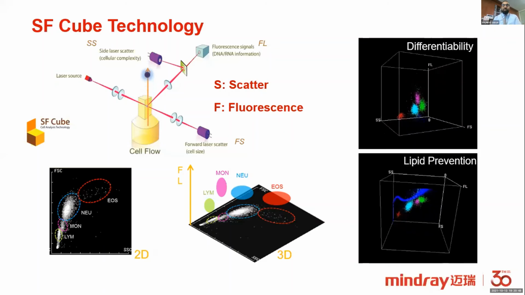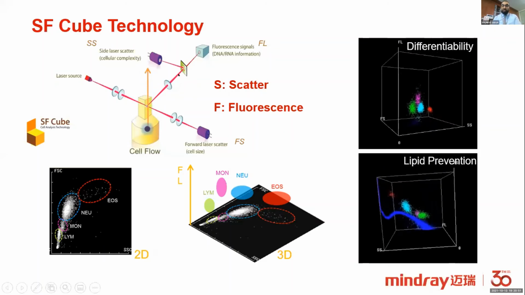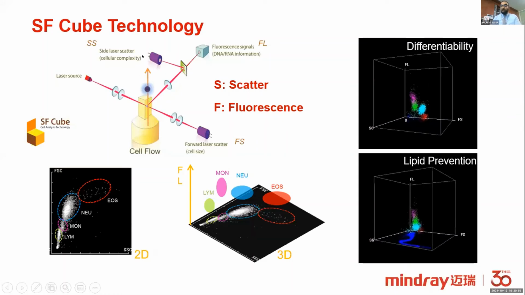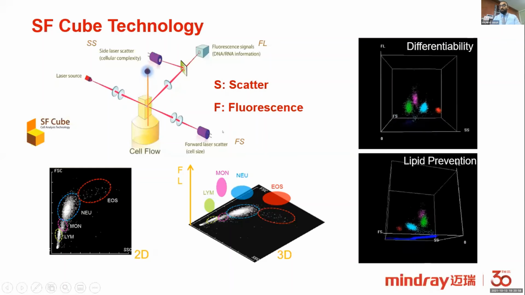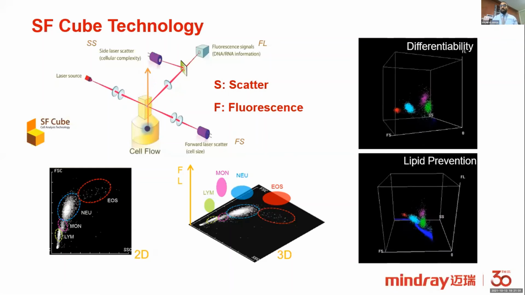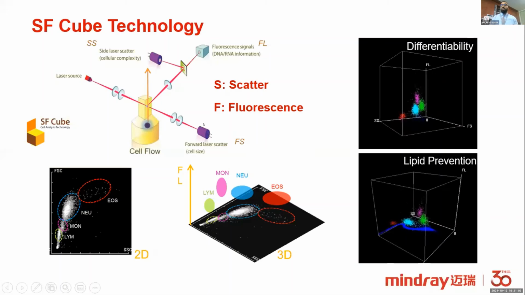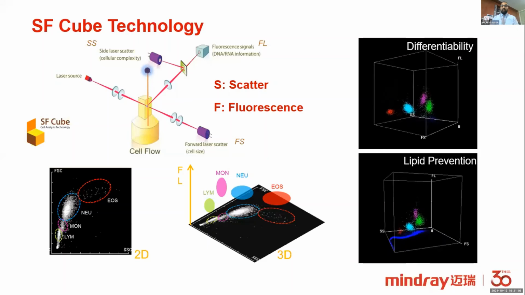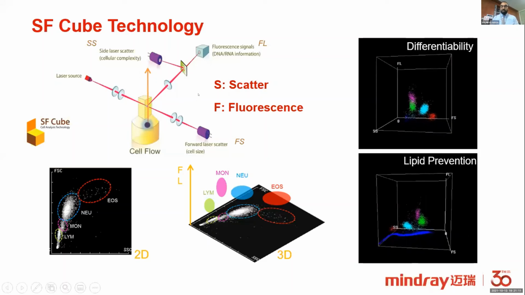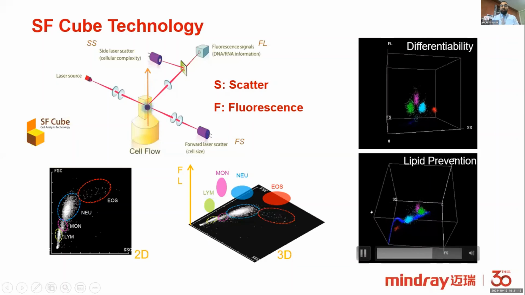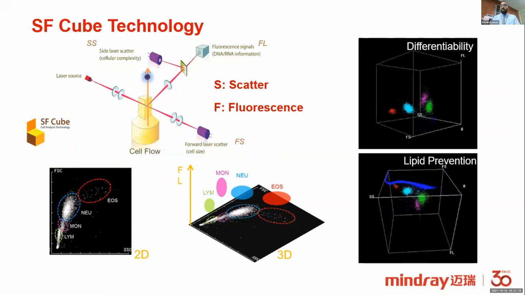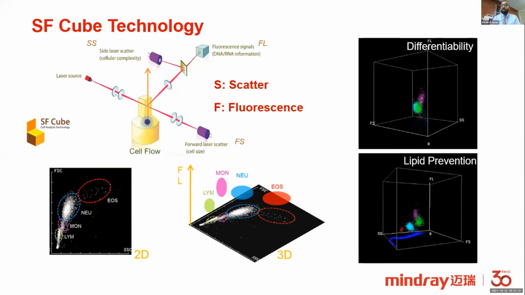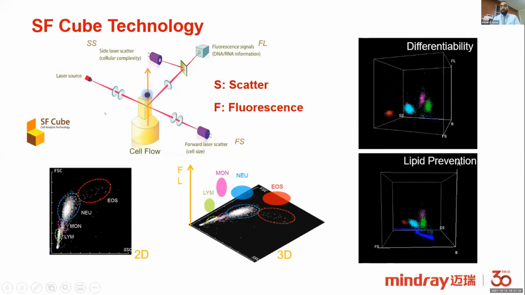We have this kind of differentiation, and the two scatter signals give us the internal complexity of the cells and also the size of the cells. Big cells, that's why we can also use it to separate different kinds of cells only by size. Based on this, we can have a 3D differentiation. So we can see the differentiation of our cells from three different angles, like a cube. That's why we call it SF Cube.